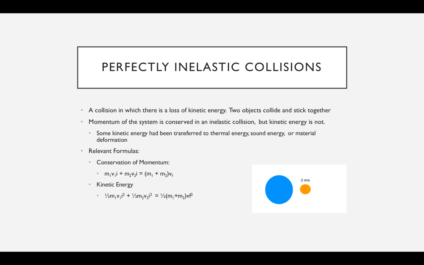The relevant formula for the change in kinetic energy of a perfectly inelastic collision is 1/2 m1v1 squared plus 1/2 m2v2 squared equals 1/2 (m1 plus m2) times vf squared. The image below is a good example of a perfectly inelastic collision. The two objects collide and stick together and begin moving with a different velocity from either of the original velocities.